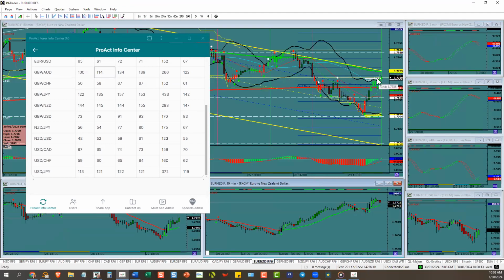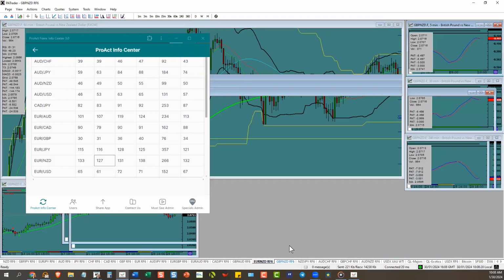Euro New Zealand to the pip to its ATR, no problem there. Euro New Zealand ATR is 127 pips a day.